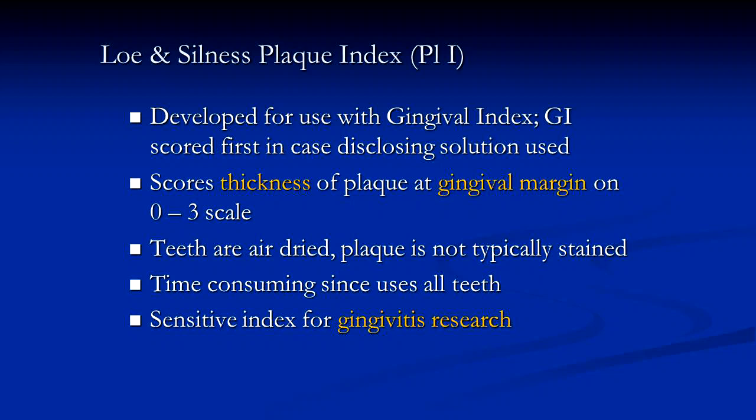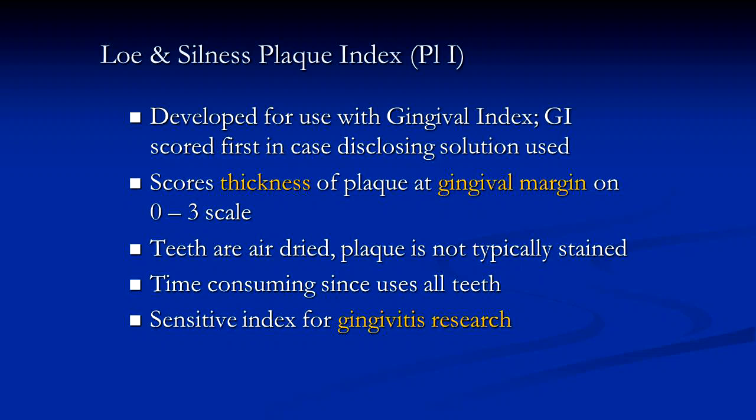But the purpose is to score the thickness of the plaque at the gingival margin. You're also going to have a 0 to 3 scale. A lot of these have 0 to 3 scales. And you are going to look at the mesial, buccal, lingual, and the facial of these teeth. Basically you're going to use all the teeth in the mouth, and you're going to air dry the teeth. You're typically not going to stain up a patient with the low incidence plaque index.